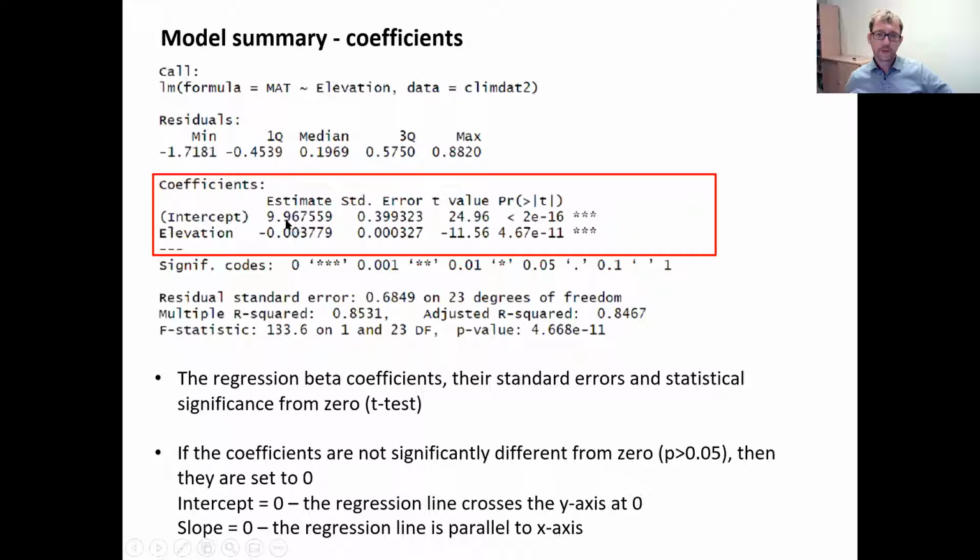Right. If you get an estimate equal to 0, it means that the regression line crosses the y-axis at the 0 point. And if the slope is 0, that means that the linear function goes parallel to the x-axis.